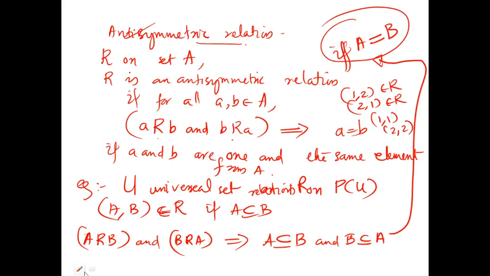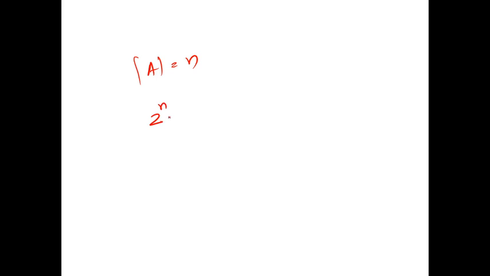So I would like to give you the total number of anti-symmetric relations. If the cardinality of A is equal to n, the total number of anti-symmetric relations will be 2 power n into 3 raised to (n square minus n) by 2. This will be the total number. So I will repeat once more.